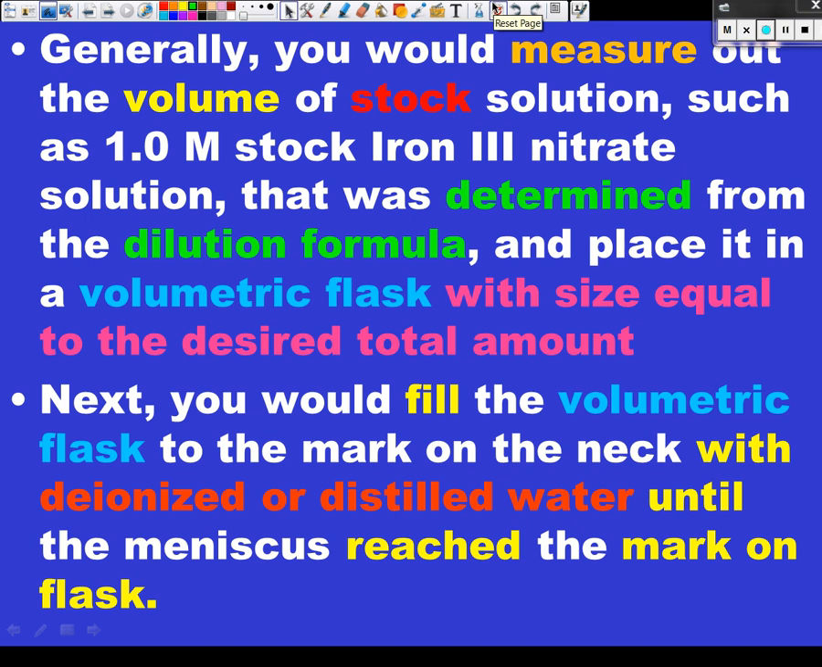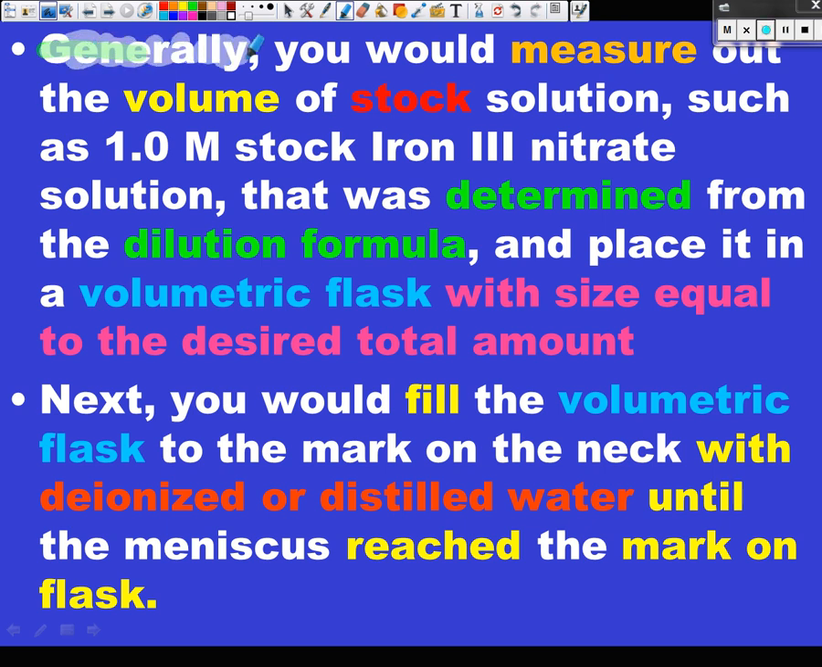Now, I don't know why I've done this. I need to just eliminate this word. So I'm just going to white it out.